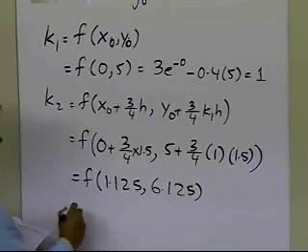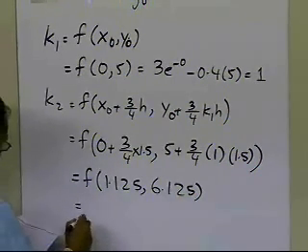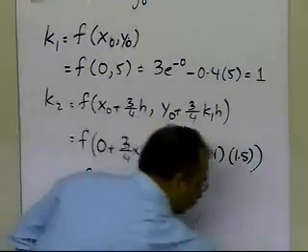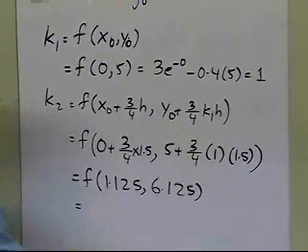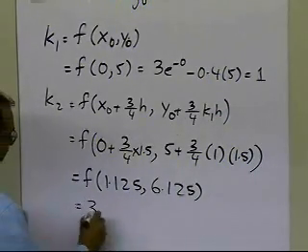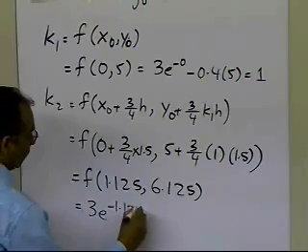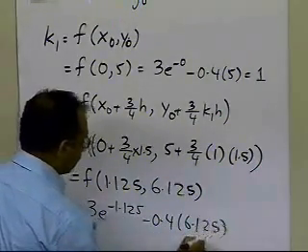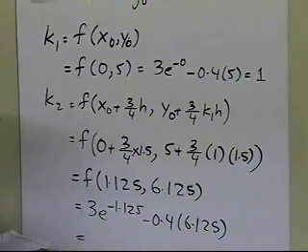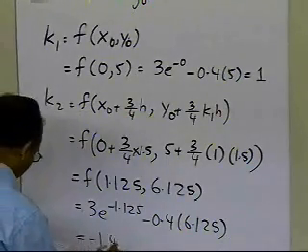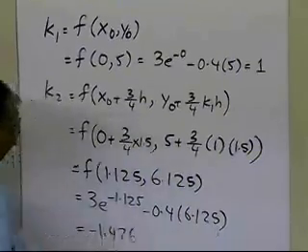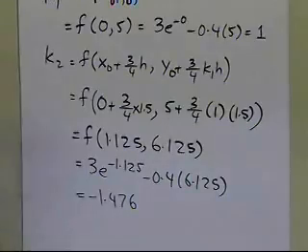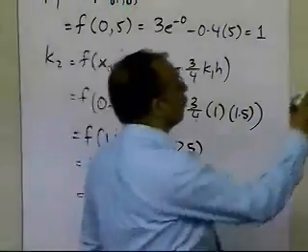So what do I get here? Let me just substitute those values into the formula. So I'll have 3e^(-1.125) minus 0.4 times 6.125, and the value of k2 turns out to be minus 1.476. So now I have the values of k1 and k2, so I'll be able to use them in the formula to calculate my y1.